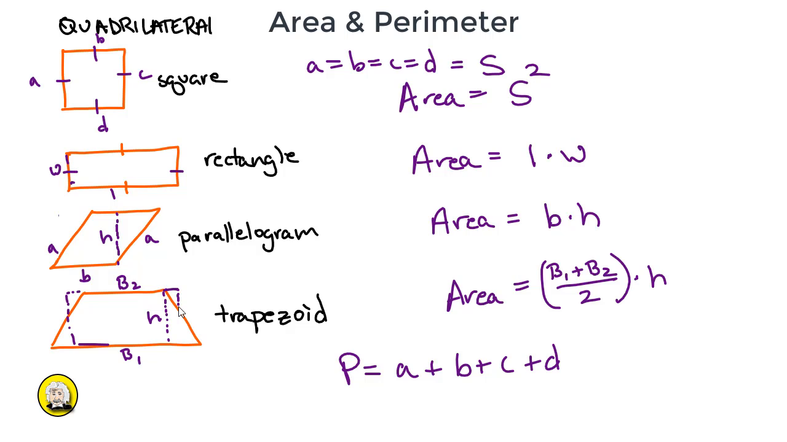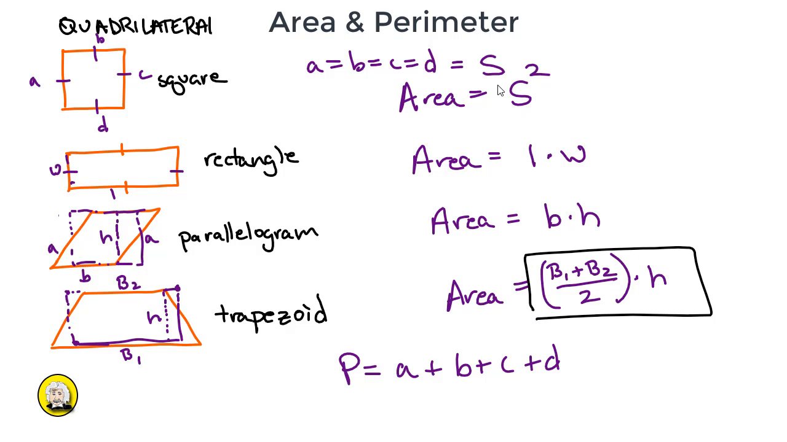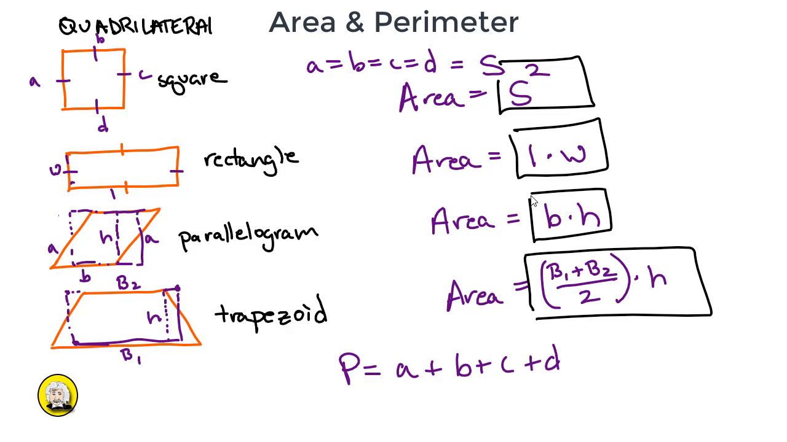If you think about it, for the trapezoid, you're calculating the area of a rectangle, where the length is really the average of B1 plus B2. The approach for all of them is similar. It's side times side. It's just the execution of the details that differs.